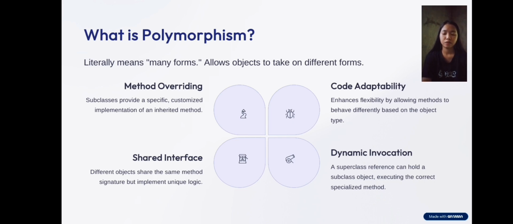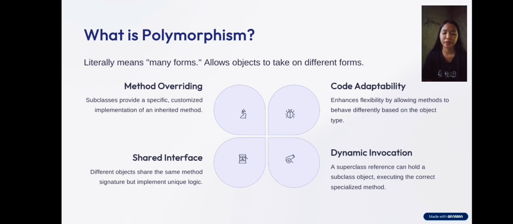There are four specific types. First is method overriding. So what is method overriding? In method overriding, subclasses replace an inherited method with their own implementation. The second is shape interface. Shape interface is where different classes use the same method names but execute unique logic.